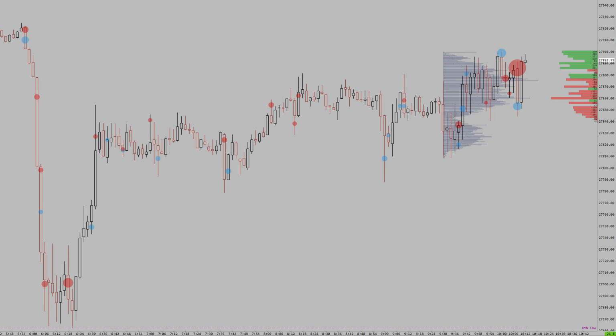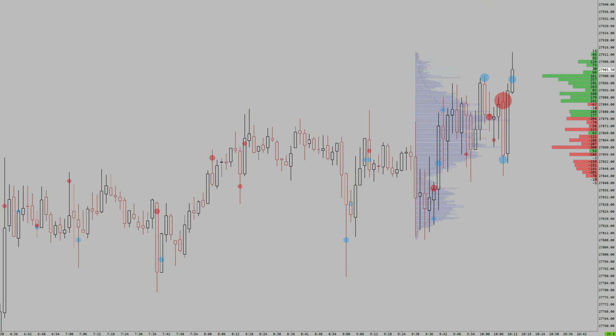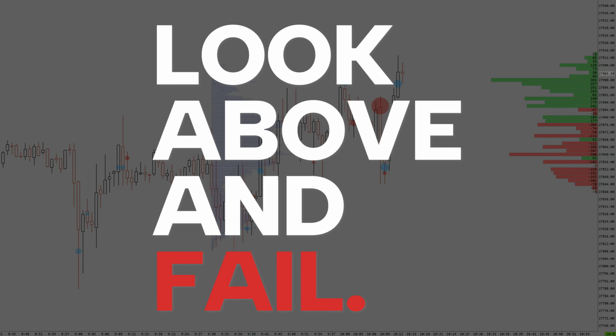So we can see that the market flushed during the overnight session, probably from a Trump headline, then formed a low, came back, and since then has been forming an upward channel with higher lows, higher lows, higher lows. So this is what we have as we start the day. Now let's look at the actual setup. This is a textbook look above and fail.